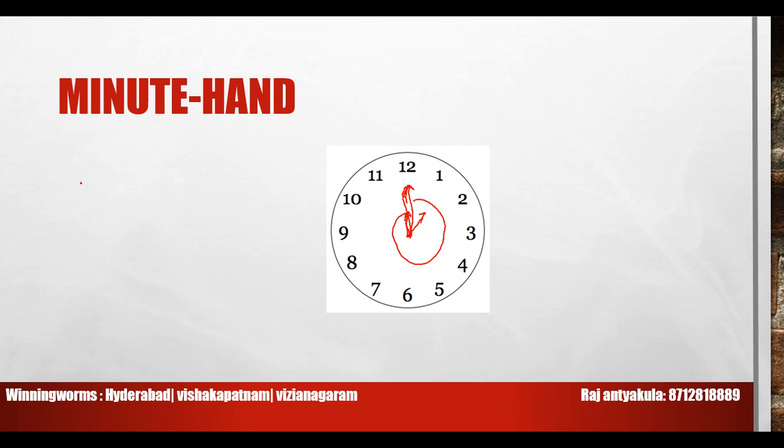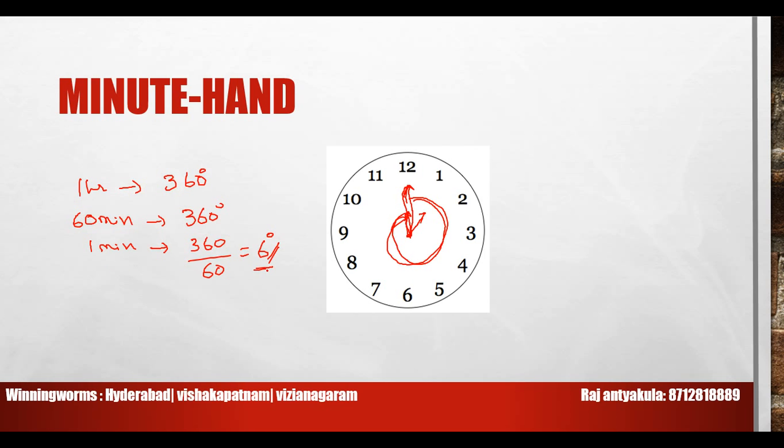It means in 1 hour, the minute hand covers how many degrees? 360 degrees. Because in 1 hour, the minute hand completes 1 rotation. So in 1 hour, the minute hand covers 360 degrees. Which is nothing but in 60 minutes, the minute hand covers 360 degrees, because 1 hour is nothing but 60 minutes. So in 1 minute, the minute hand will cover 360 by 60, that equals 6 degrees. So every minute, the minute hand covers 6 degrees.